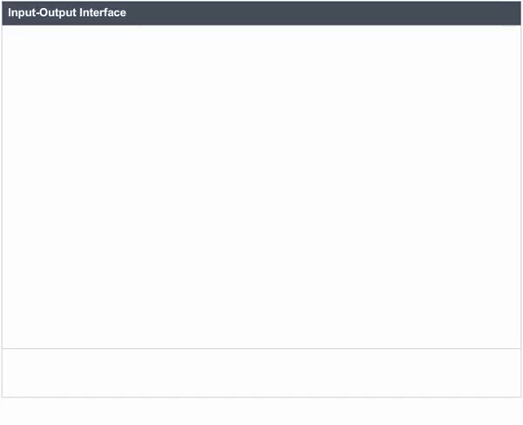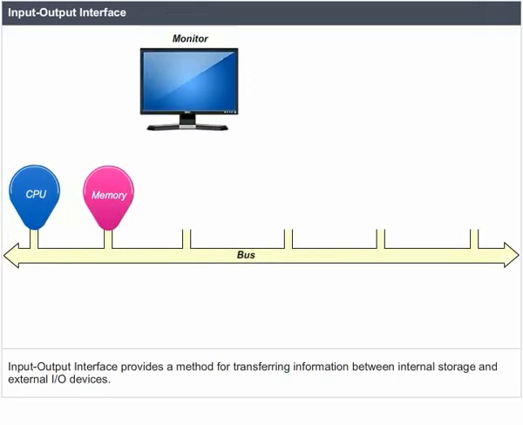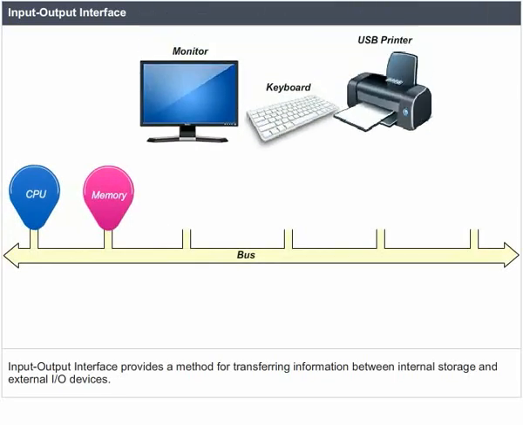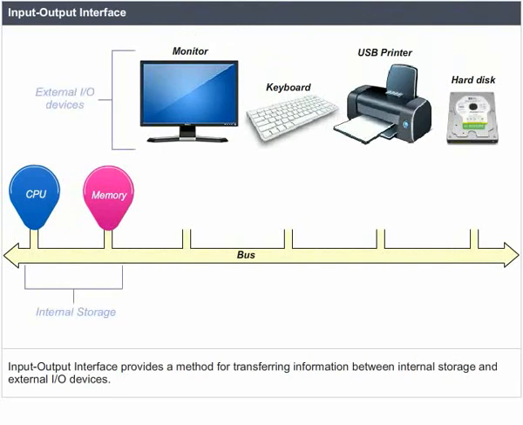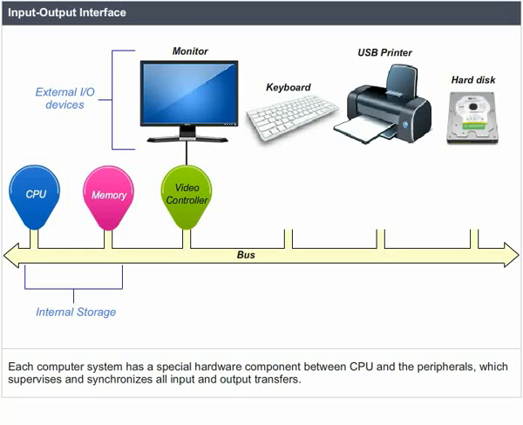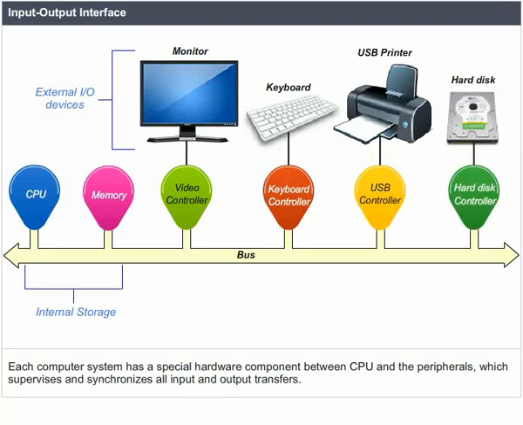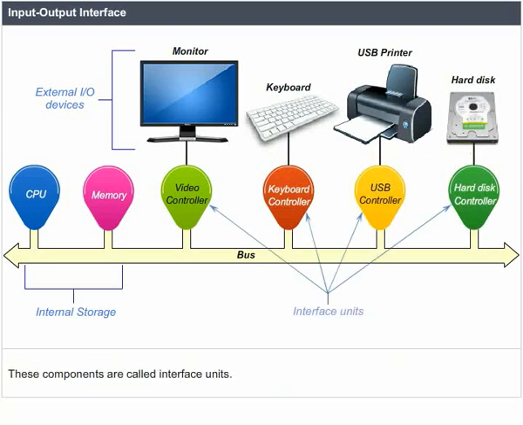Input-output interface. Input-output interface provides a method for transferring information between internal storage and external input-output devices. Each computer system has a special hardware component between CPU and the peripherals, which supervises and synchronizes all input and output transfers. These components are called interface units.